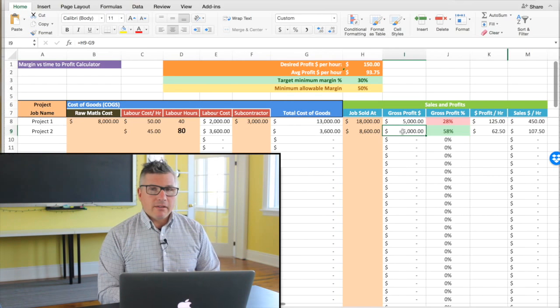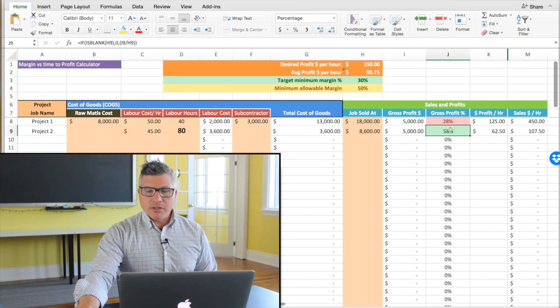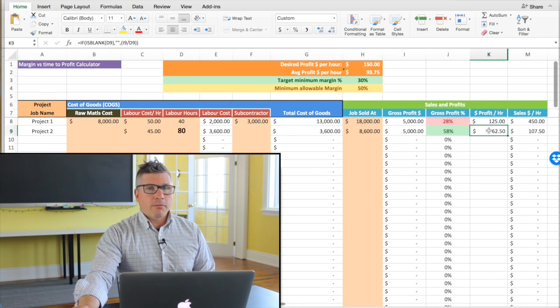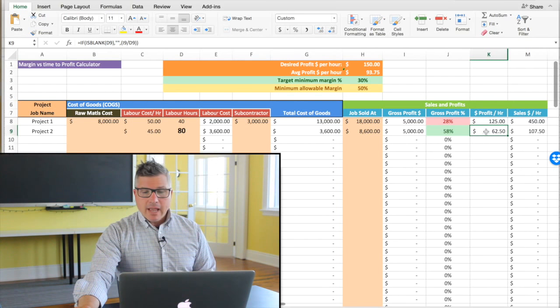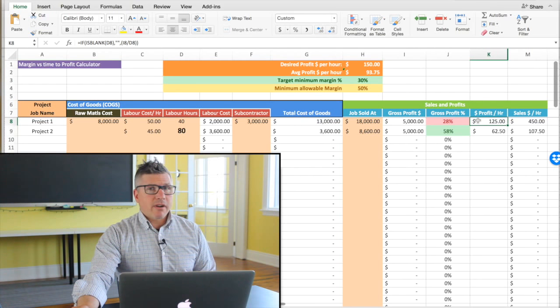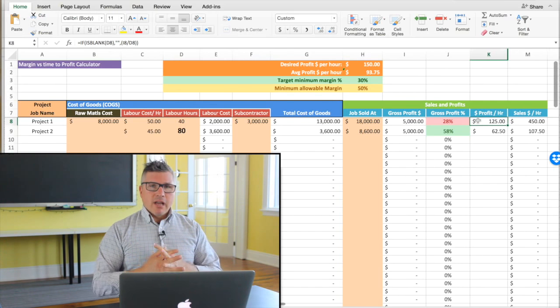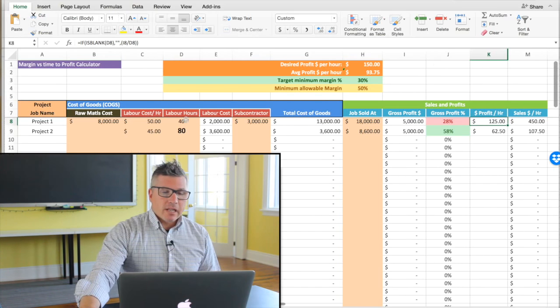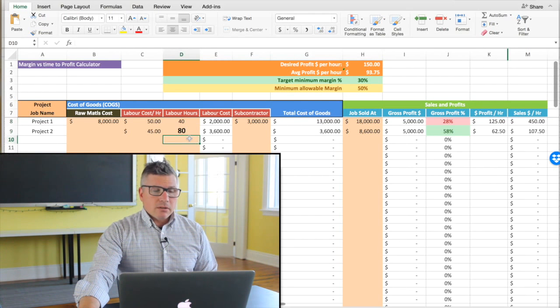Now, if we look at what the profitability per hour is, on the job with the higher gross profit margin, it's actually a lower dollar per hour profitability, right? It's $62.50 profit per hour. And on our job with only 28% gross profit margin, we're earning $125 of gross profit per hour. So these things might seem a little paradoxical or at odds with each other, but it's because of the amount of time that goes into these projects getting completed. So let's take an example.